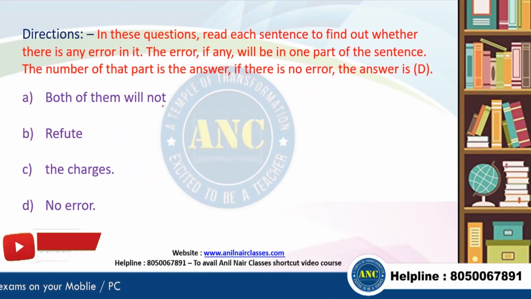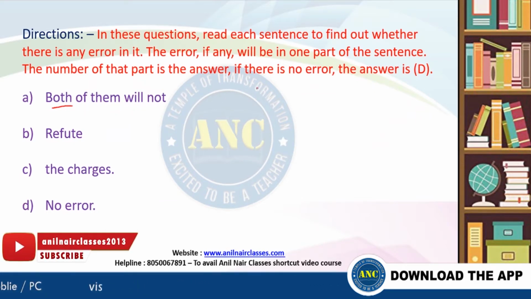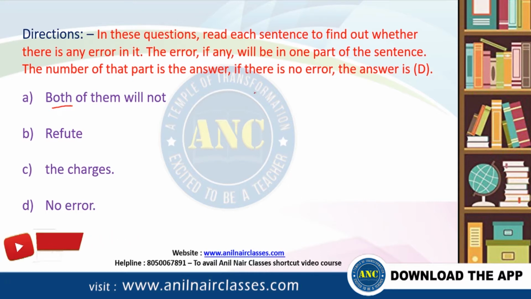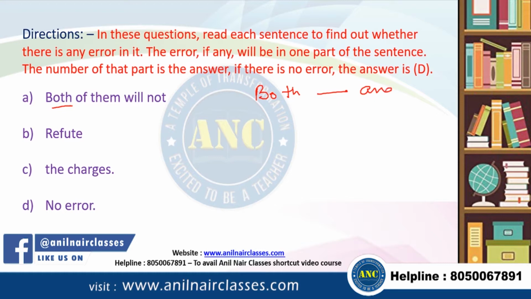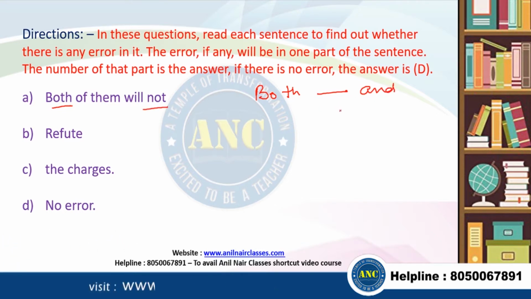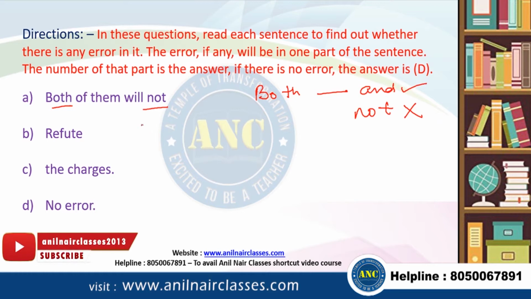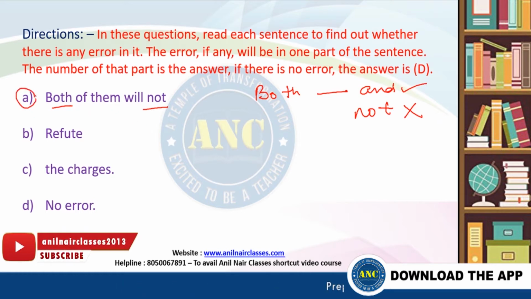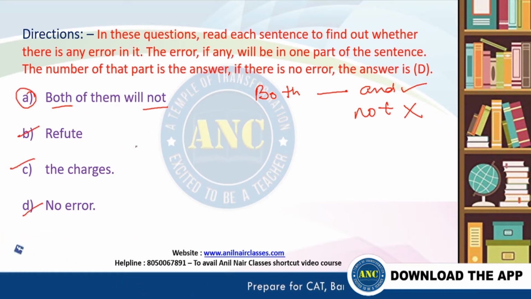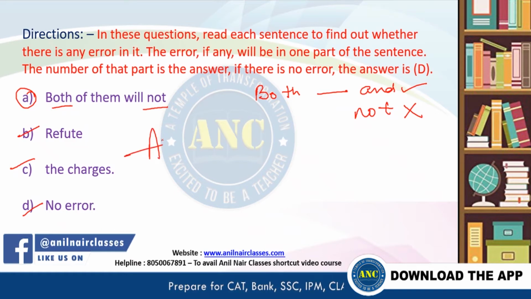"Both of them will not." Now here we have a "both". There is a series of conjunctions like "both", and along with "both" we always use "and". We cannot use "not". "Not" is wrong with "both", it is "and" only. Right? So A is the error. Get rid of this. Clear?